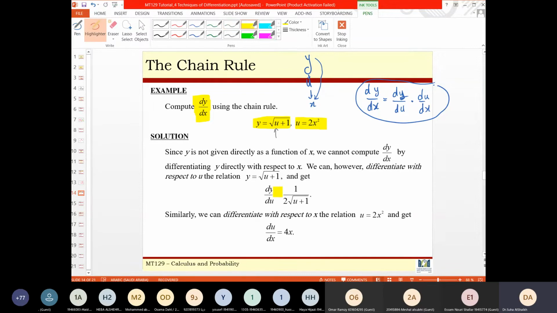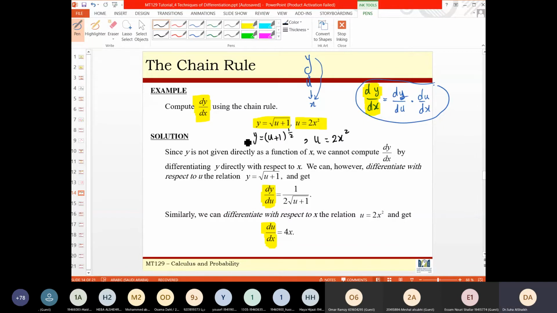So we find dy by du because y is a function of u, and we find du by dx because u is a function of x. We multiply both of them. This will give us dy by dx. Now this is the y, we can write it as u plus 1 to the power half, and u is 2x squared. What is dy by du? It is 1 over 2 root of u plus 1.